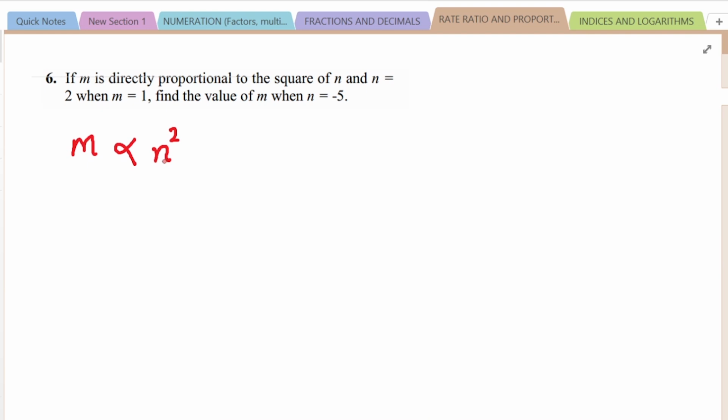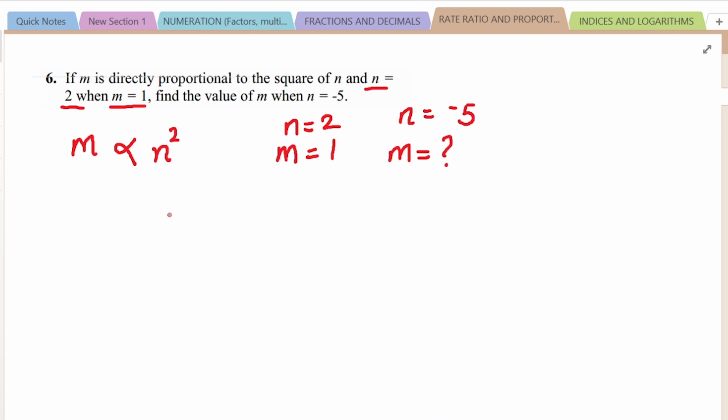If m is directly proportional to the square of n and n is equal to 2, meaning that when n is equal to 2, m is equal to 1. That's what the question says. So when n is 2, m is 1. They want us to find the value of m when the value of n is negative 5.